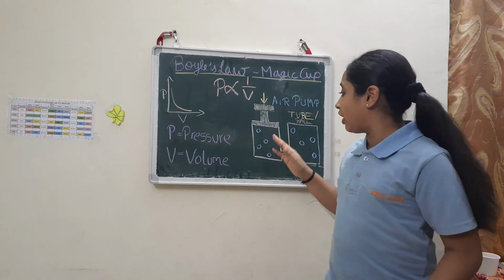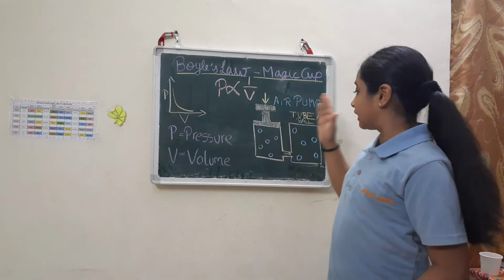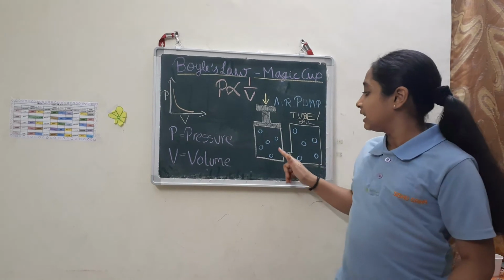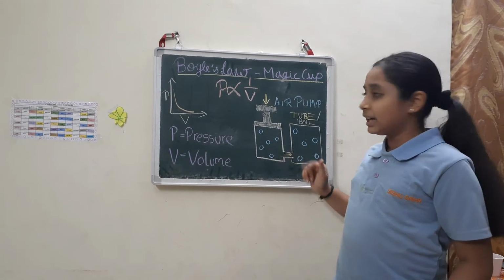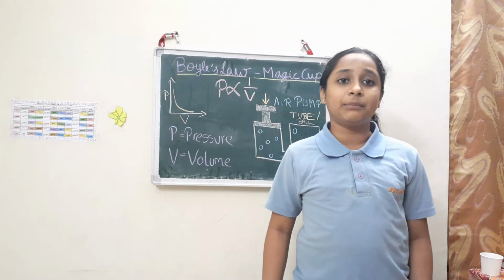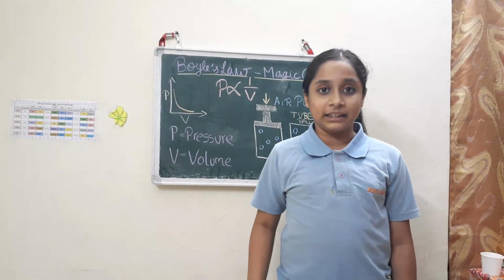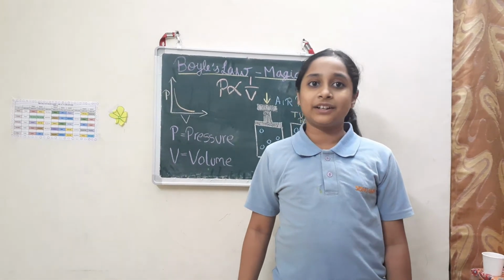So air always moves from higher pressure to lower pressure, and this is why the air moves from the piston pump into the tire. Boyle's law is also applied in injection syringes, which you can find in hospitals.